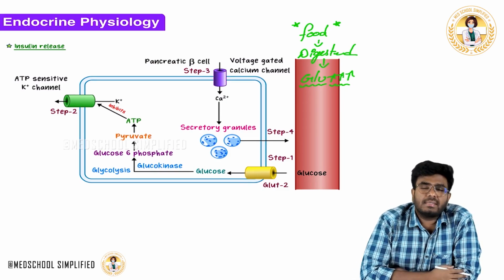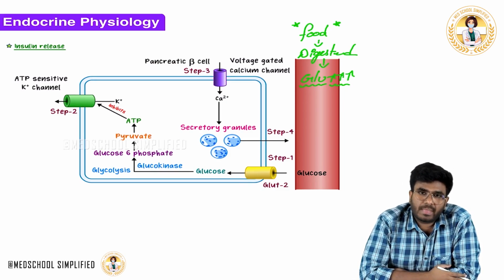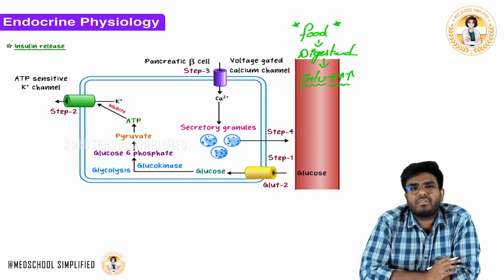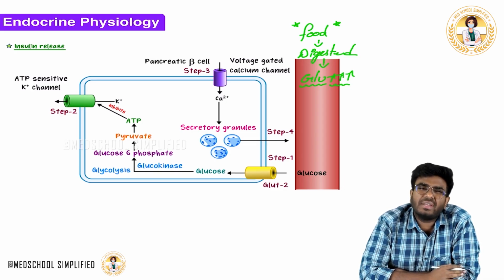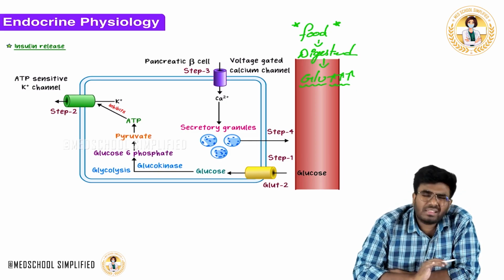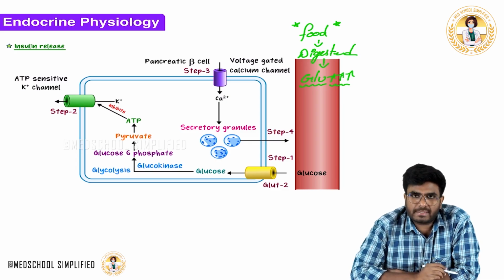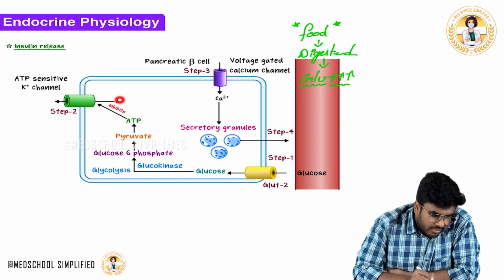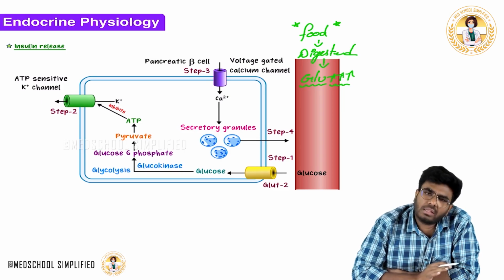But before this, let me tell you something about the beta cell. The beta cell is inactivated, I should say. The beta cell is actually hyperpolarized. It is sleeping. So why am I saying it is sleeping? Because all the time this beta cell of the pancreas is throwing out potassium ions. These are the potassium ions. The potassium ions are going out of the cell. All the time it is happening.